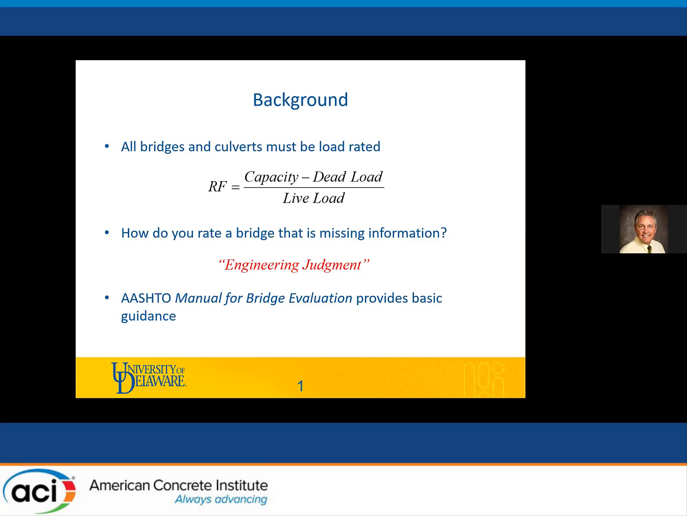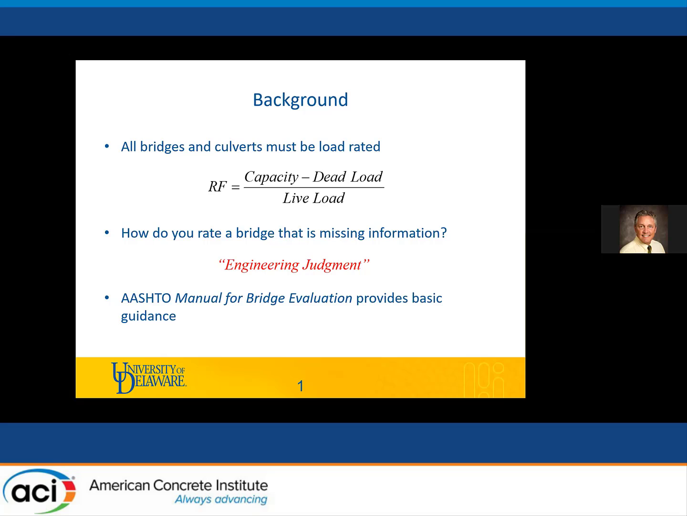But the question comes when you don't have all the information that you need on the bridge to do that calculation. What if information is missing? What if plans for the bridge are missing? How do you do that load rating? Well, the AASHTO Manual for Bridge Evaluation provides some guidance to owners for how to do that, but it's really pretty basic. And ultimately, the recommendation is use engineering judgment.